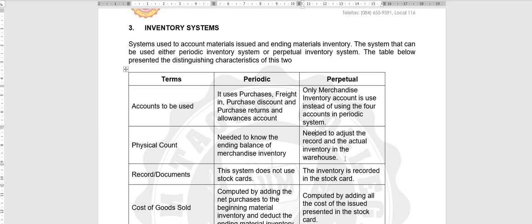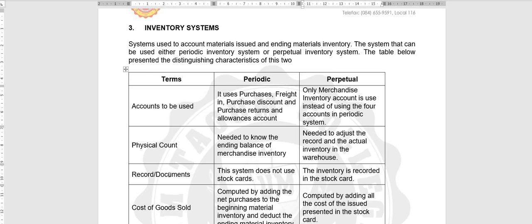So there is really a need for us to confirm, through physical count, our records or accounting records. Because when there is a discrepancy, you have to make an adjustment to reflect what is really on hand.